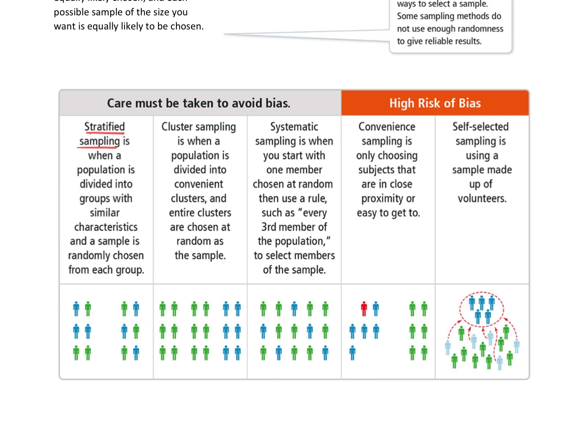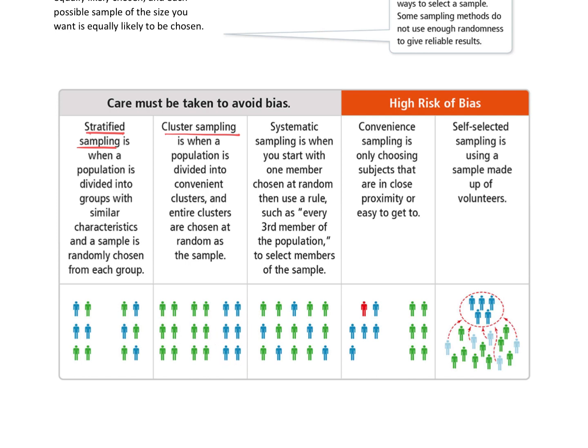So that's stratified sampling. We have something called cluster sampling. Cluster sampling is when a population is divided into convenient clusters and entire clusters are chosen at random as the sample. So we have a cluster, a cluster, a cluster, and then we're choosing to sample this cluster right here, these blue people. So we would sample that entire cluster.